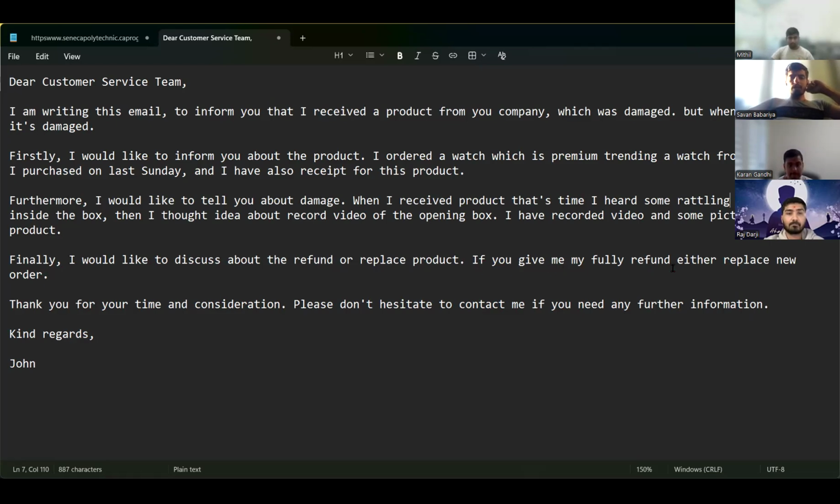Finally, I would like to discuss about the refund or replacement of the product. If you give me a full refund, or replace it with a new order for me. Okay, I would like more clarity here. So, in terms of resolution, કે તમને આનું સમાધાન શું જોઈએ છે? That is your resolution, right? In terms of resolution, I would either want the product to be replaced by a perfectly brand new one, or would like a complete refund at the earliest possible.